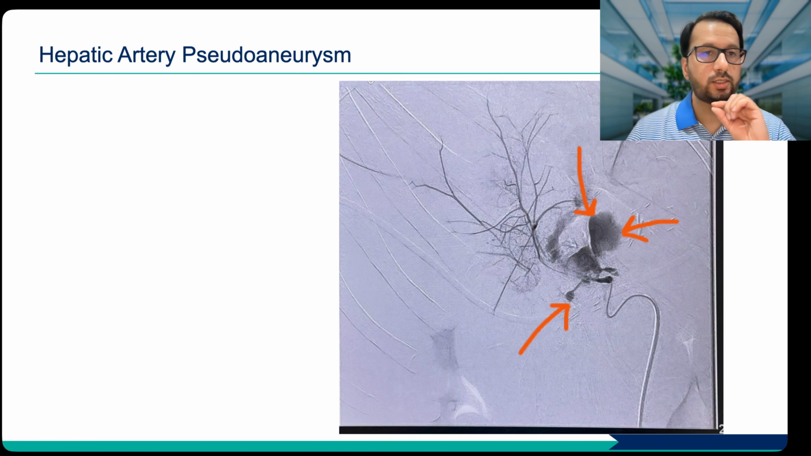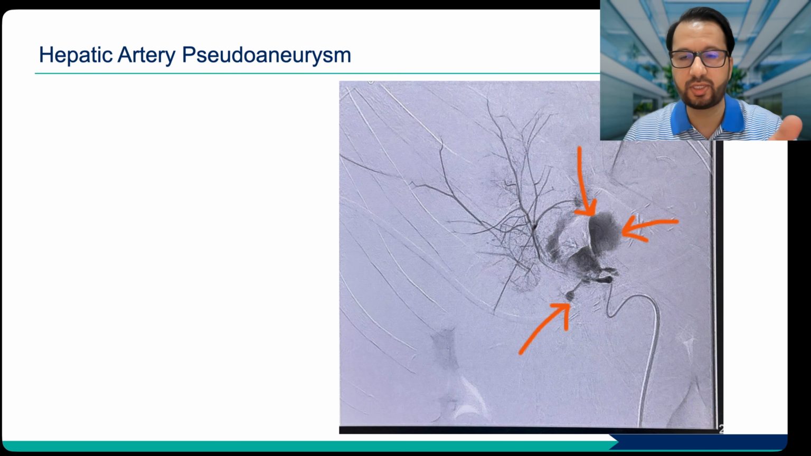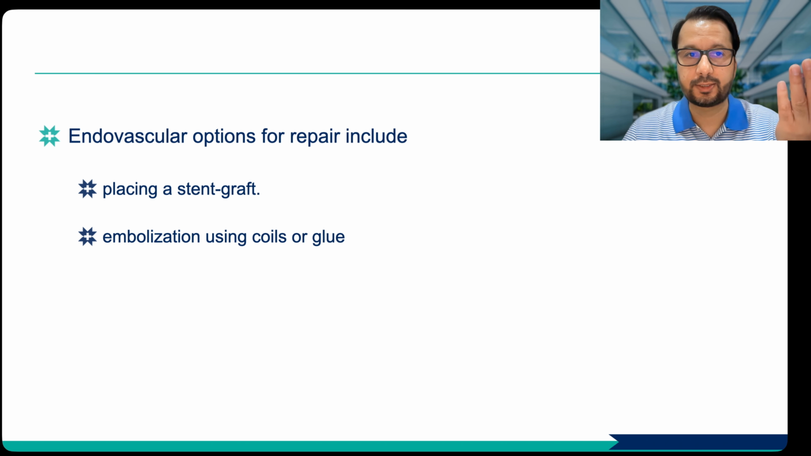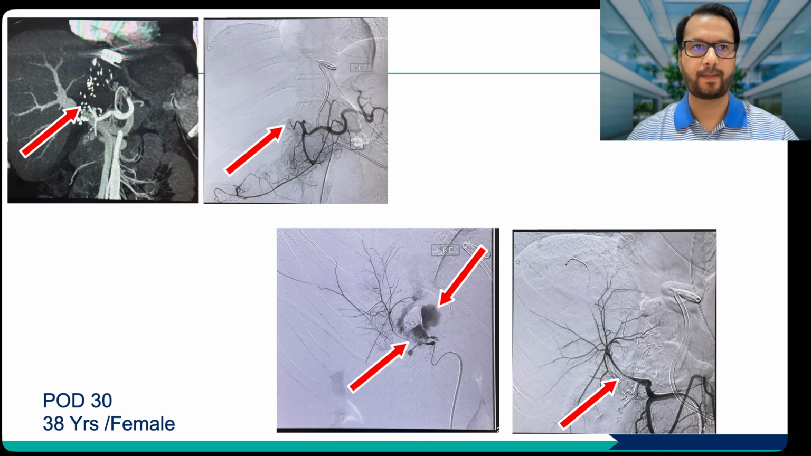Another complication is hepatic artery pseudoaneurysms. Usually they occur in the early post-transplant period, but they can occur in delayed post-transplant period also, especially in patients who have persistent biliomas or infection. And the endovascular options for these patients include placing a stent graft or super selective embolization of the branch.